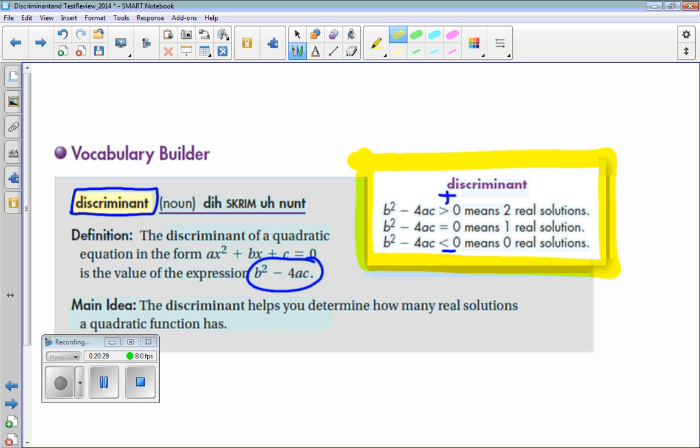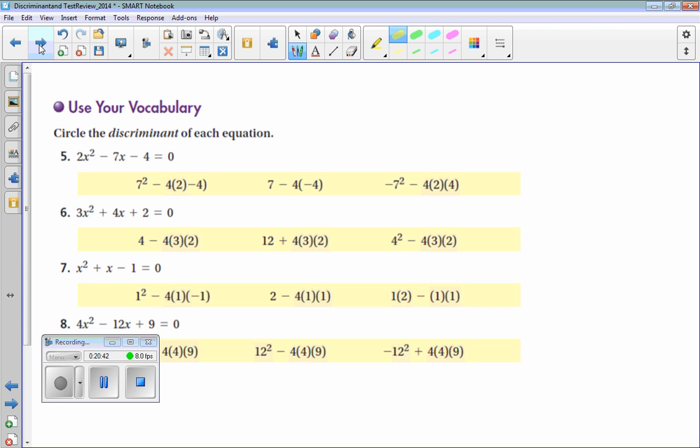But again, next week we're going to talk about imaginary answers. It's just a different number type from the real numbers. So let's try one. Okay? Let's circle the discriminant here. Look at problem number 5 here on the board. Which one of these three represents a discriminant?